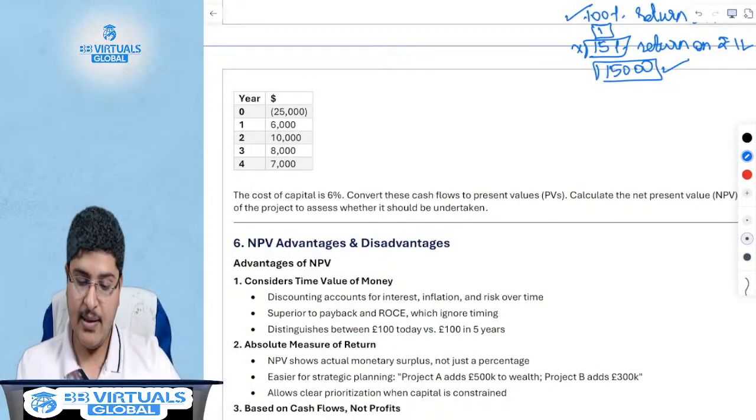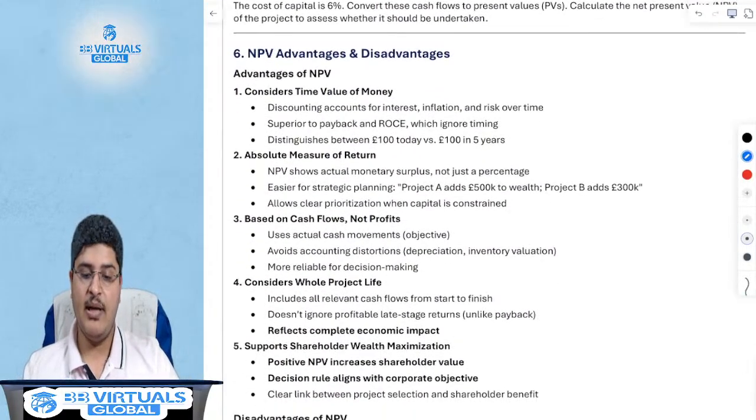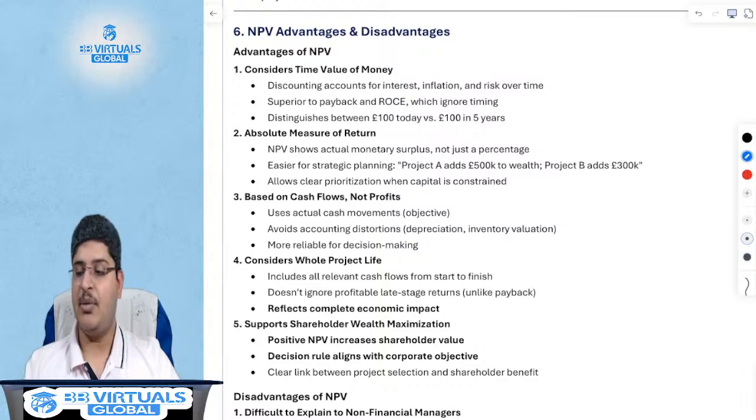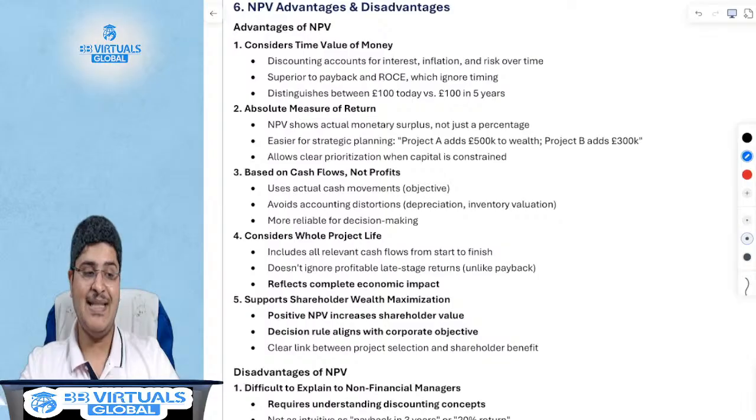This summarizes our net present value as a concept. Again, before you go for break, why don't we complete the concept as a whole? So let's discuss the advantages and disadvantages of using the net present value method.